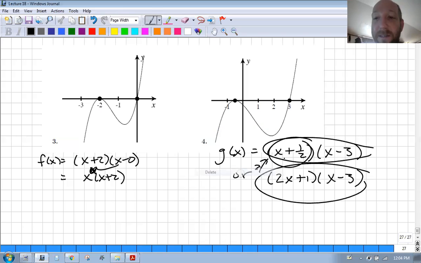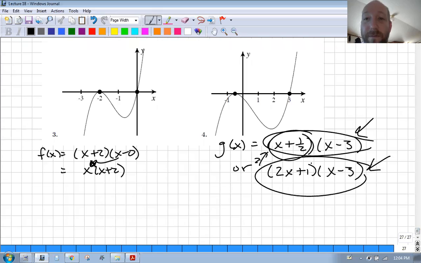So either one of these will work, because they ask for possible functions. There isn't just one, because there is no scale here. We don't have what is this value here. All right, it could be 100, it could be 1,000,000, it could be 1, it could be 2. So that's why there's an infinite number of possibilities. This one here is just the simplest.